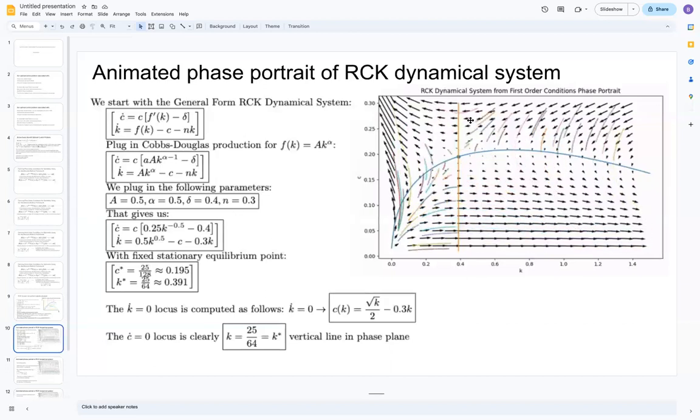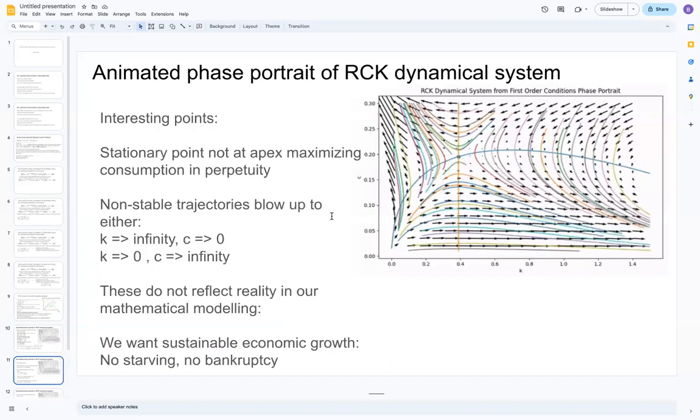Notice how the stationary point is the intersection of the k-dot equals 0 locus and the c-dot equals 0 locus right here. And some interesting points to consider. The stationary point here is not at the apex here, which maximizes consumption in perpetuity. This is because the first order conditions characterize optimality, and it is always possible to improve happiness level by putting consumption earlier on rather than later on. So you can move consumption around to increase happiness as such.